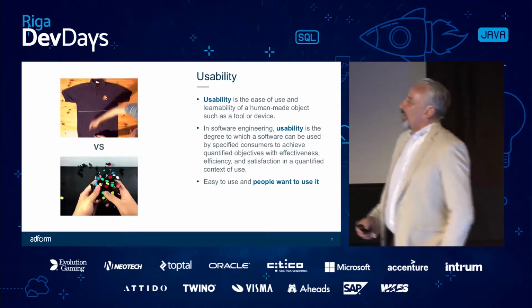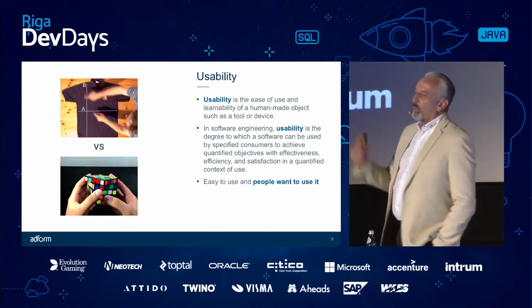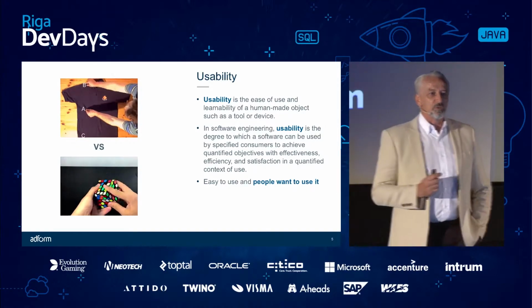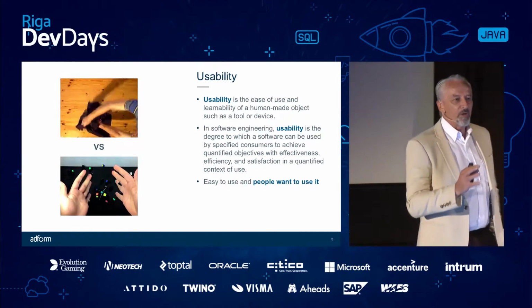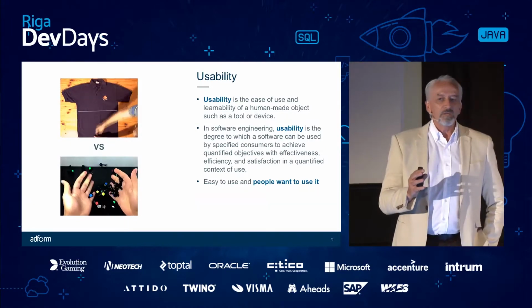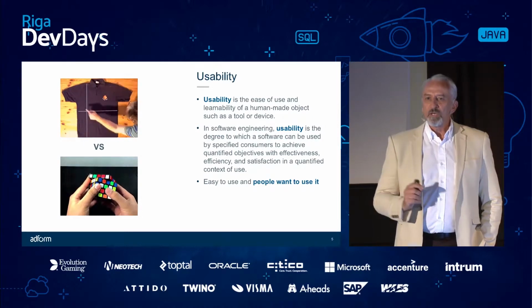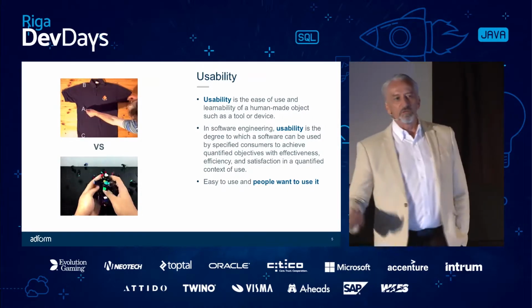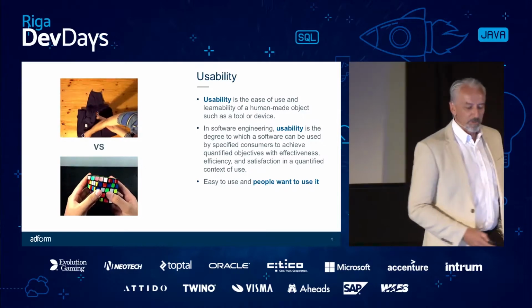Usability. Usability is something that people want to use. They find it easy to use. Most of you have in your pocket a supercomputer, either Android or iOS, and nobody taught you how to use it. You kind of guessed what to do. That's a good example of usability.